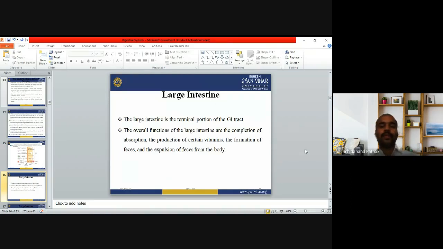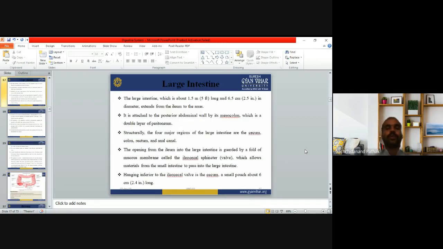It helps complete the absorption, because 90% of absorption is completed in the small intestine. Another amount of absorption is completed in the stomach. The remainder is completed by the terminal portion, the large intestine. So absorption will be completed, production of certain vitamins and formation of the feces will happen here. When water is reabsorbed through the large intestine, the waste material becomes solid, that is the feces, and the feces are expelled from the body.